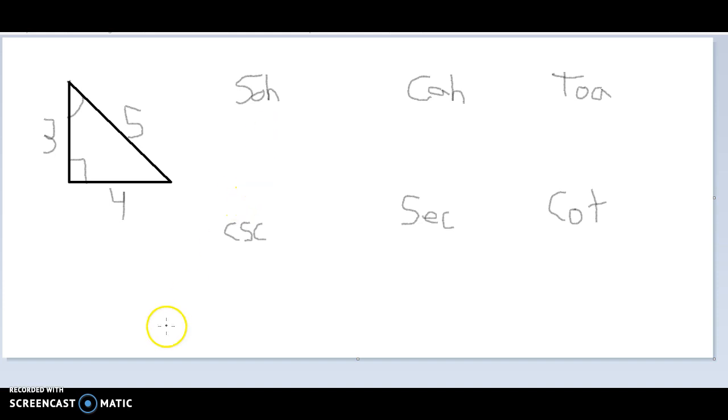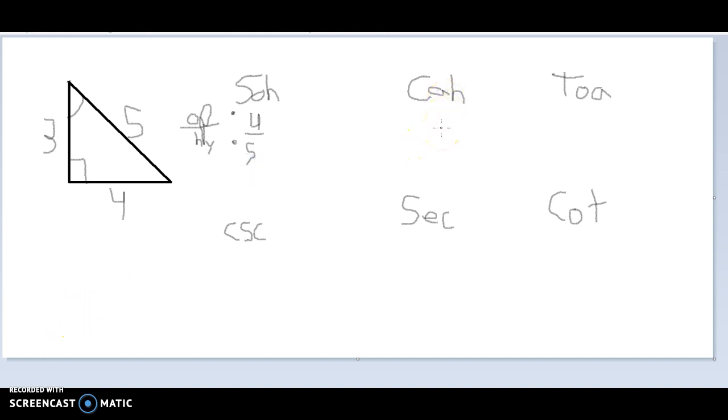So first off, we're going to start by finding the sine of this triangle right here, which is the opposite over the hypotenuse. So the opposite of this angle right here, this is going to be our reference point, is 4, over the hypotenuse, 5. So our sine is 4 over 5.